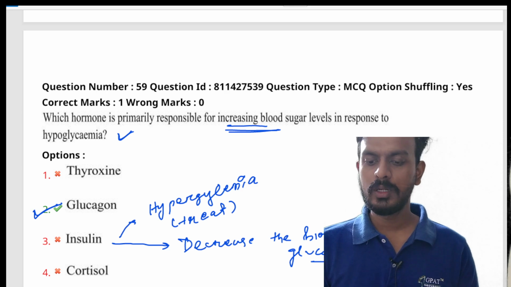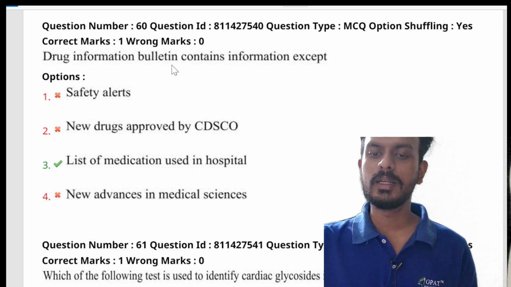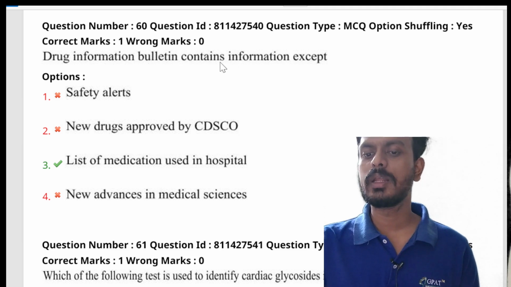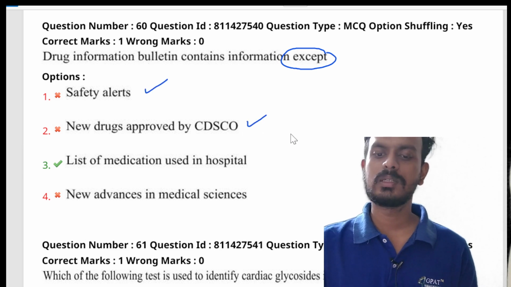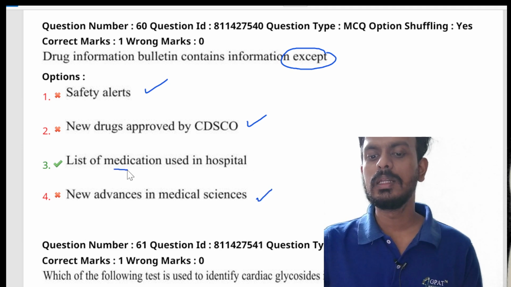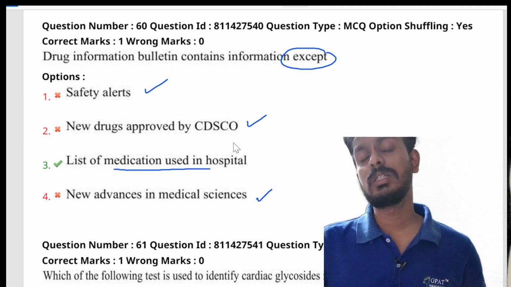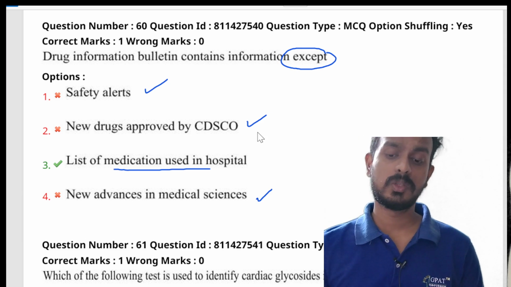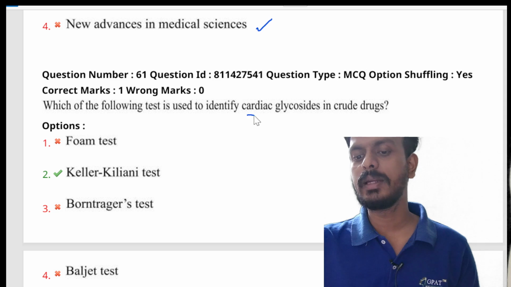Okay, so moving to question number 60, drug information bulletin. Drug information bulletin contains information except safety alerts, yes, contains new drugs approved by CDSCO, yes, contains new advances in medical devices, yes, but not the list of medications used in the hospital. So the drug information bulletin is not related to the list of medications that are there in the hospital.